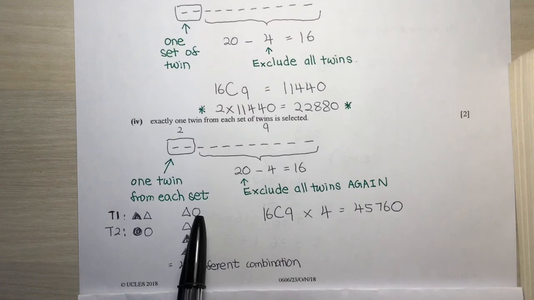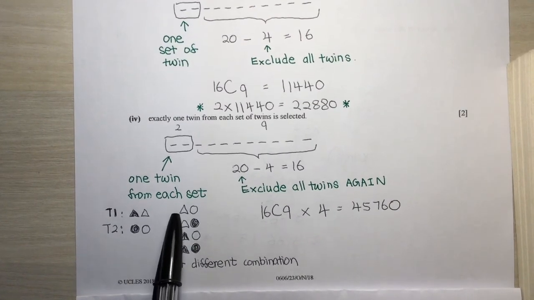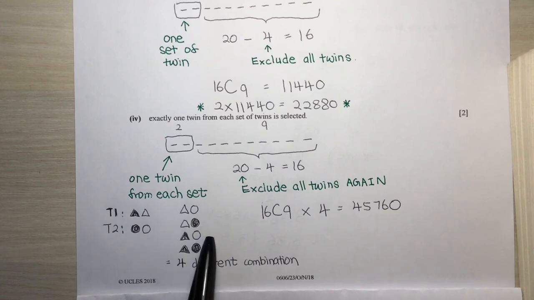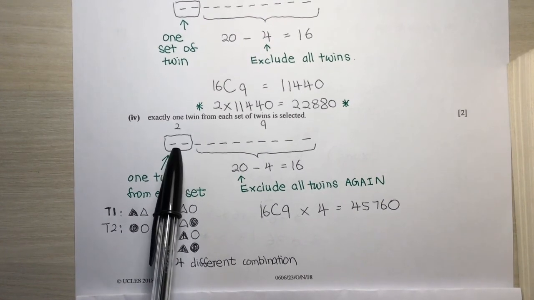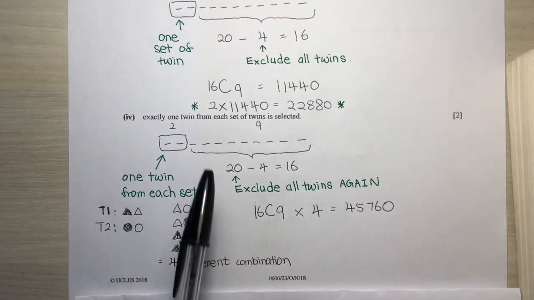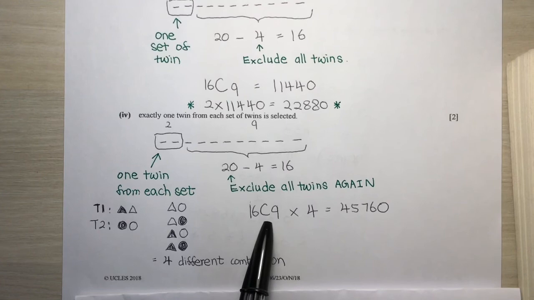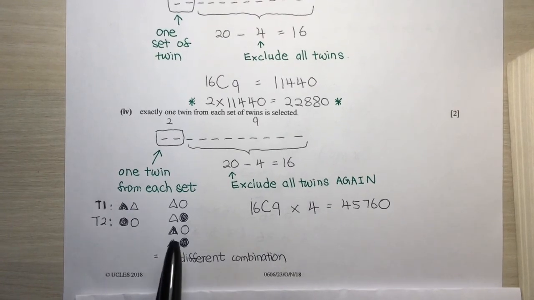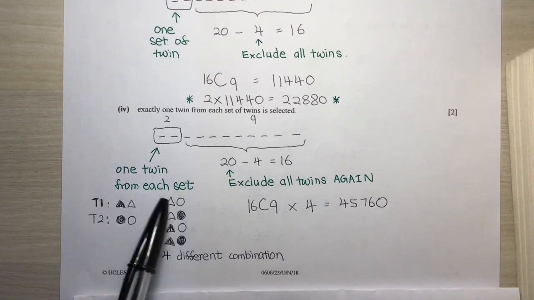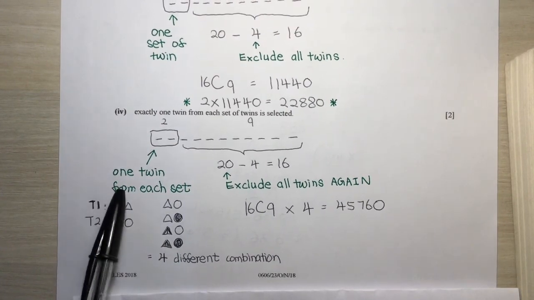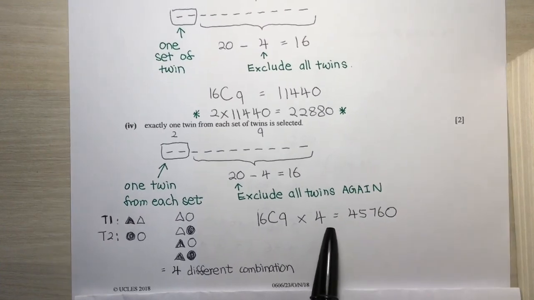And because there are 4 different possible combinations, it means that there are 4 different possible ways that can be filled in these 2 spaces in the team, while the remaining here remain the same as 16C9. So all we have to do is 16C9 multiplied by 4, since there are 4 different cases to be selected for the twins. When you press your calculator, you'll be able to obtain the answer.